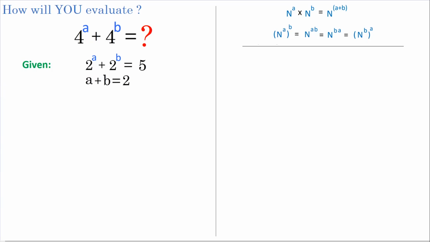Hi, welcome back. Today I'm going to evaluate 4 to the power of a plus 4 to the power of b, given that 2 to the a plus 2 to the b equals 5 and a plus b equals 2.